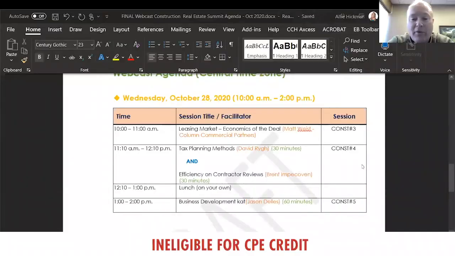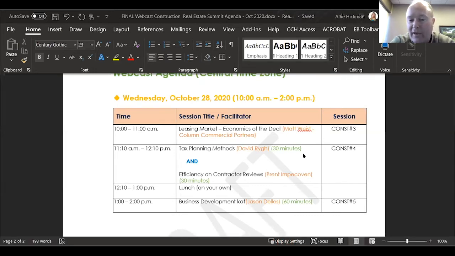Just a quick overview of the program for today. So the first hour, Matt's going to present to us on leasing and the economics of the deal. After that, we'll have two sessions run back to back. Dave Rigg will do a half hour on tax planning methods relative to the industry. And that'll be followed by Brent Impekoven giving us some tips and pointers on just efficient ways to do our work when it comes to documenting and performing reviews of contractors.